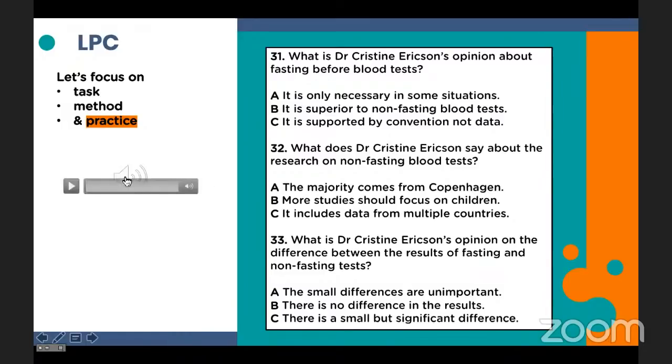Okay, ready? Let's just do it. So please have a pen and paper ready. Actually, on your piece of paper, write 31, 32, 33, and then you're going to write A, B, or C next to it. Okay, here we go.